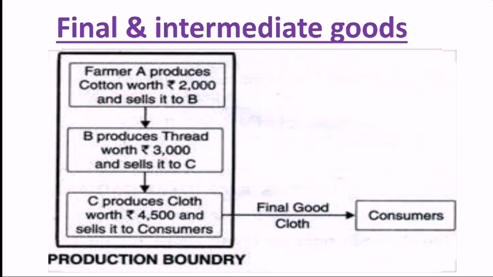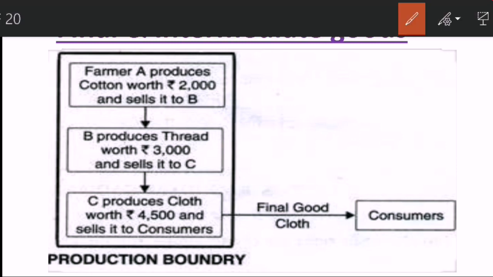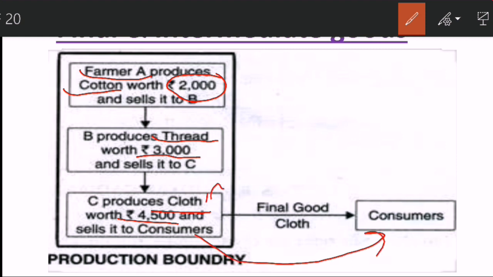Are intermediate goods. So here you can see that this bold boundary is the production boundary. So all those goods which are inside this production boundary, like cotton and thread, are intermediate goods, and the thing which is crossing this bold line, that is this production boundary, that is cloth, is a consumer good, okay? Or you can say it is a final good because the consumer is buying this good. Is that clear? And these goods which are inside the boundary line of production are simply intermediate goods.